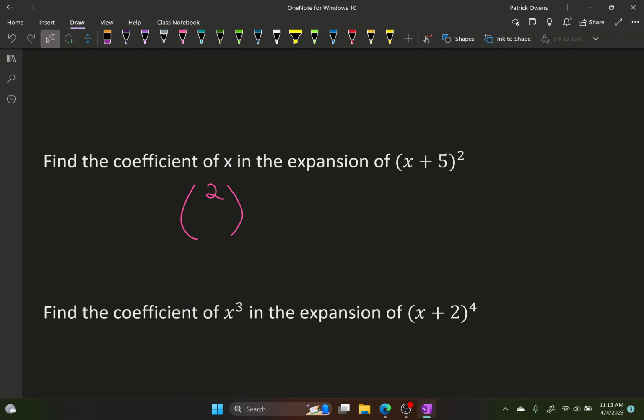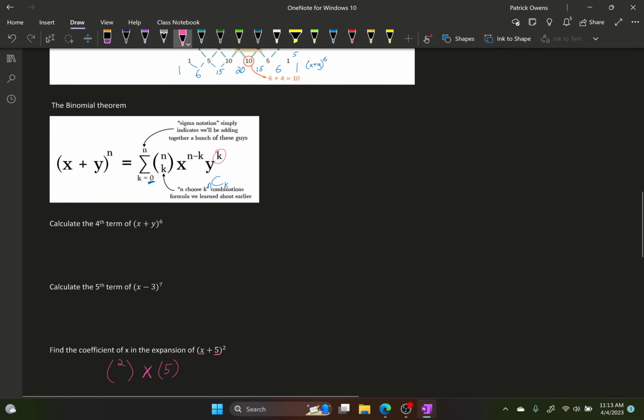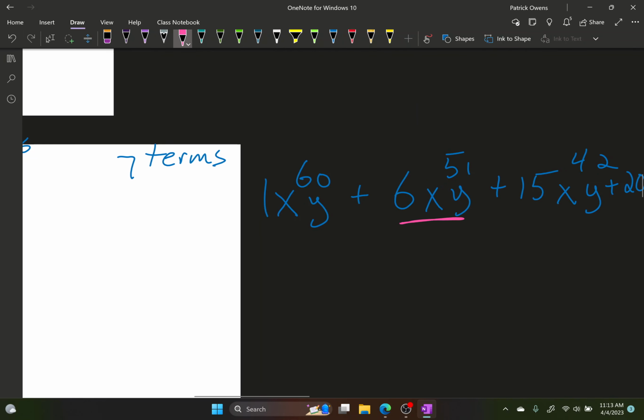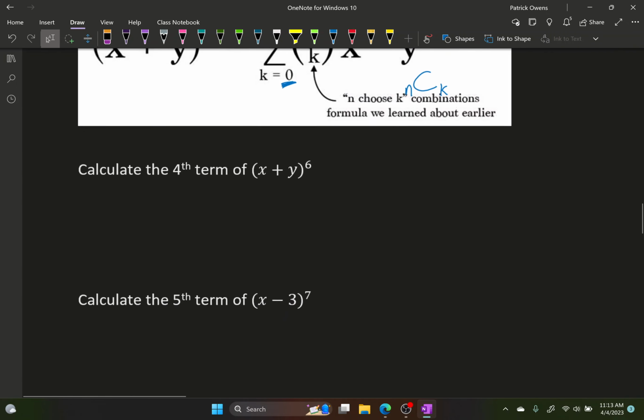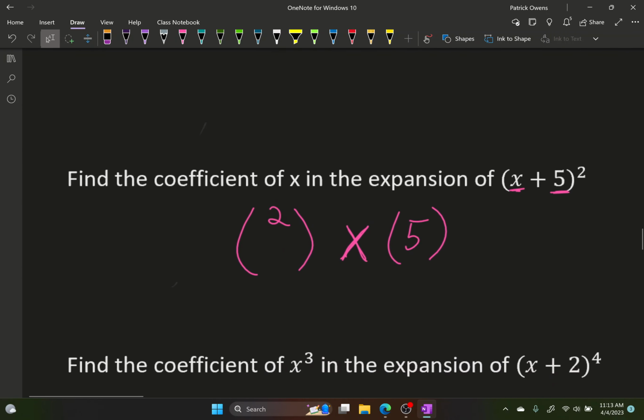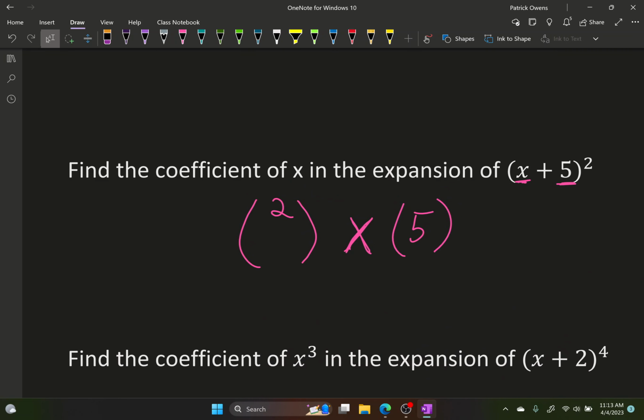So we set this up for each individual term. We've got our combination, and we've got our x and then our 5. We've got one term in our binomial, and then the next term being multiplied together, because this is going to give us one of the terms, just like when we were looking at one of the terms of 6x to the 5th y to the 1st. So here we'll look at some where we need the coefficient of x, and this is x to the 1st.